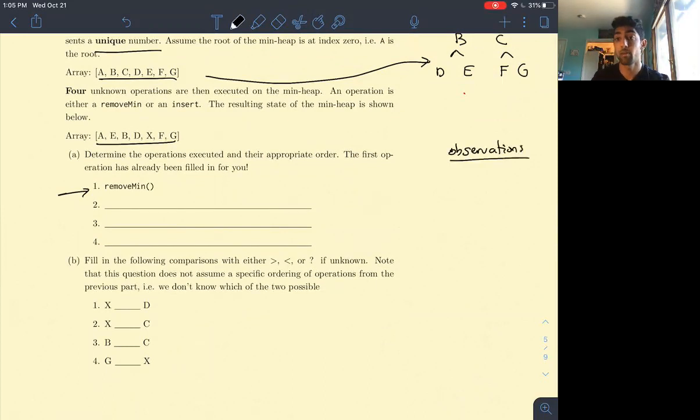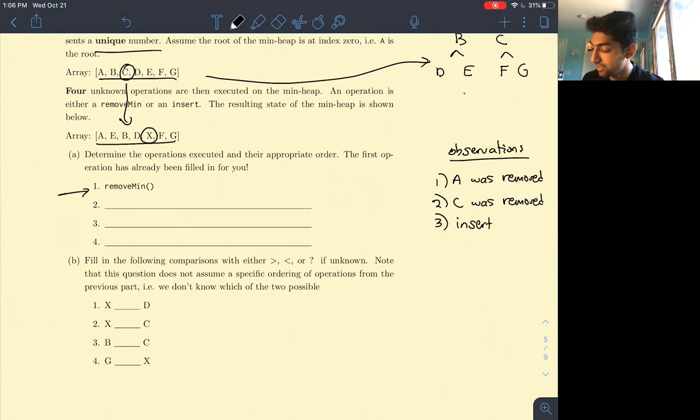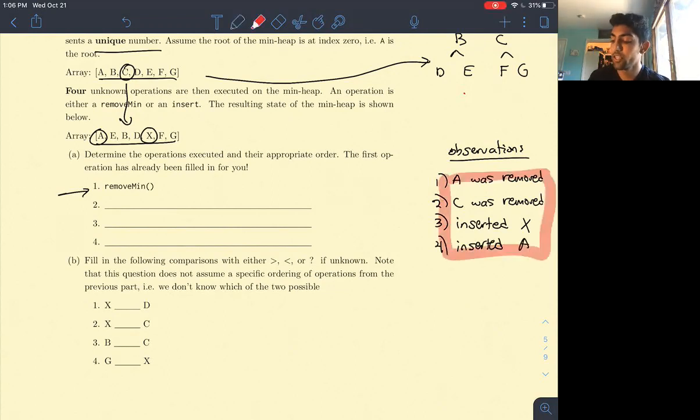So my first observation is if the first operation is remove min, it means that A was removed. My next observation is that we see here that C disappeared. So the next observation is that C was removed. Okay. Let's keep looking. Let's do some more observations. The next one is that we have this X here, so we must have inserted X. The last thing that we can conclude, this one's a bit trickier, is that if A was removed and A exists in the final configuration, that means A was reinserted. So we inserted A.